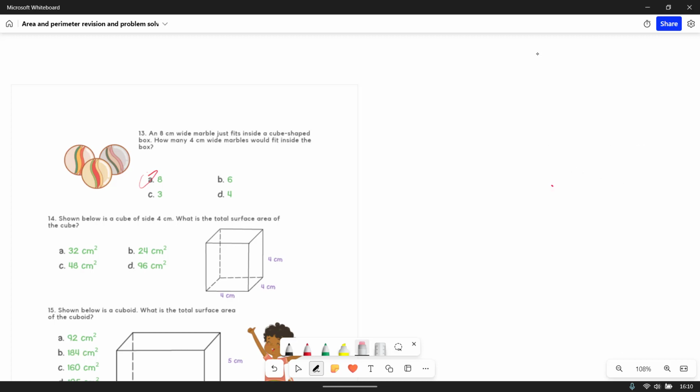Shown below is a cube with a side of 4 centimeters. What is the total surface area of the cube? Well, remember, it's the area of the surface, so let's find the area of 1 face. 4 times 4 is 16, and a cube has 6 sides. So 16 times 6. 6 times 6 is 36, carry 3. 6 times 1 is 6, add 3, 9. So 96. So 14 should be D.